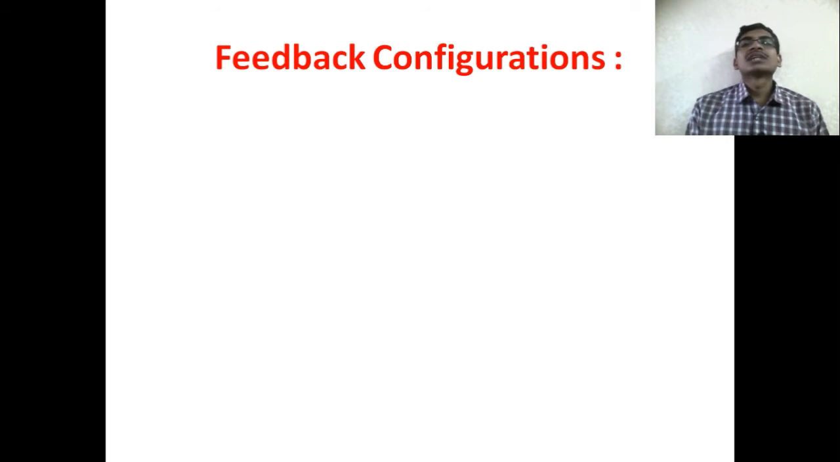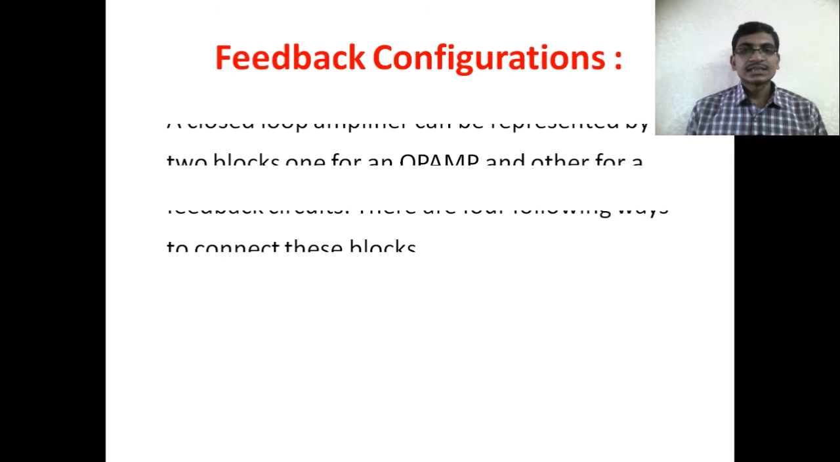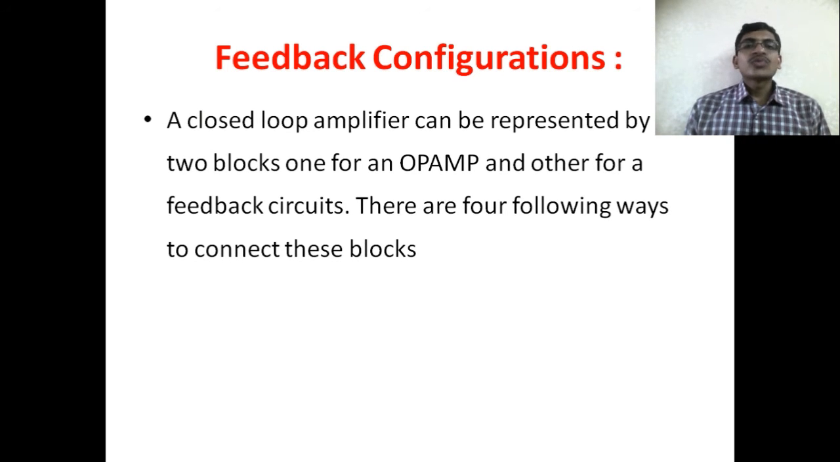Let us see the feedback configurations. A closed loop amplifier can be represented in two blocks. One is the op amp block, another one is the feedback block. So in closed loop configuration we have two blocks. Based on how these two blocks are interconnected, the configurations are divided into four major types.